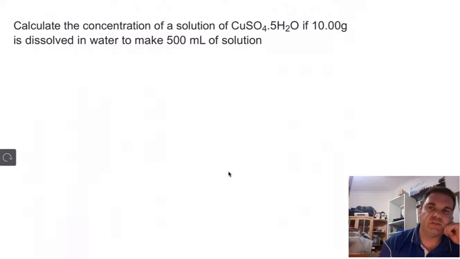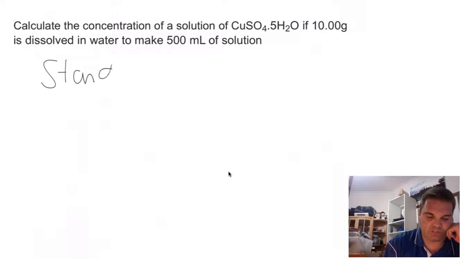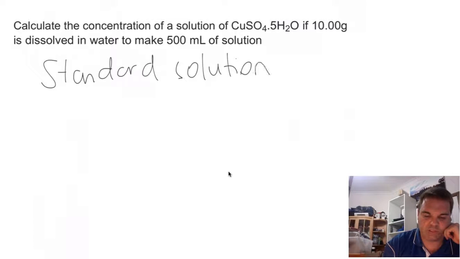This one's a little bit different because this is an example of where we're calculating a standard solution concentration. We're making a standard solution. We're not doing a titration in this case. We're just doing a calculation to determine a concentration. We want to calculate concentration. If you want to know concentration, you need to know number of moles and you need to know volume.